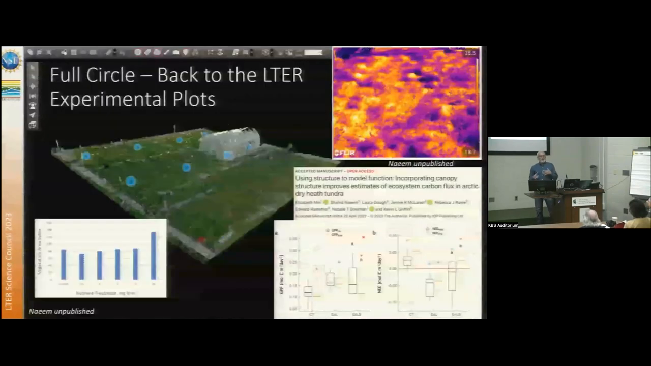So where does this lead us and what new insights do we have? Right back to the experimental plots, we're now trying to develop protocols to use LIDAR to monitor biomass. And you can see in the bar graph some suggestion that this will work. We're also incorporating what we're learning about structure to understand function, both in carbon uptake, as seen in this study here, and surface properties seen in the infrared.